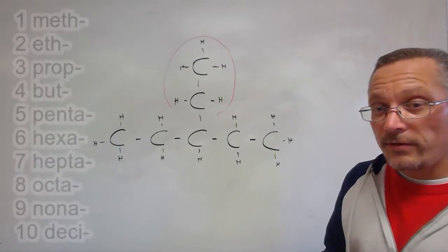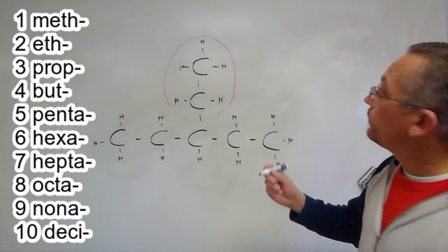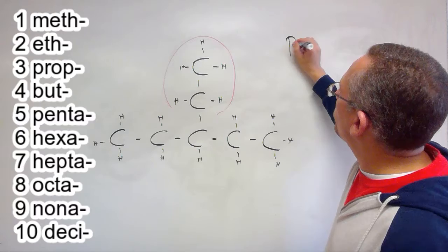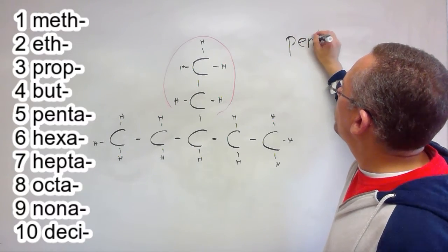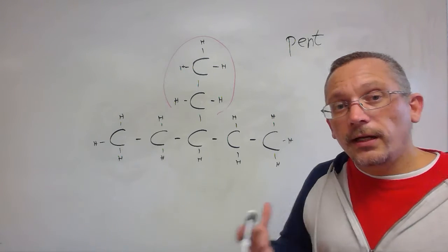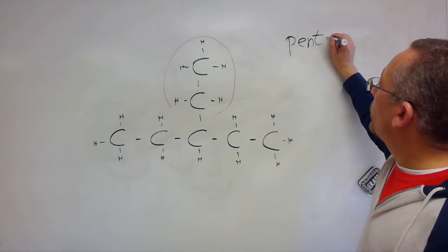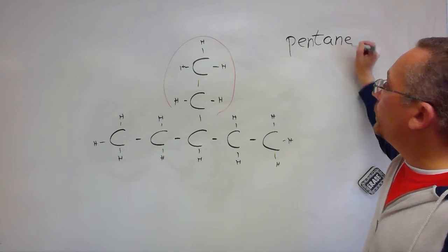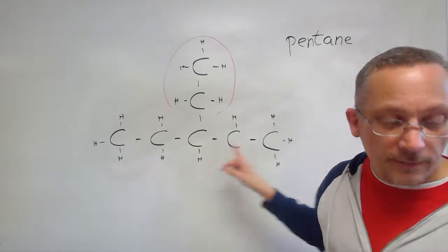The prefix for 5 is pent. And you can see there are no double or triple bonds. So this is an alkane. It ends with -ane. So that main chain is pentane.